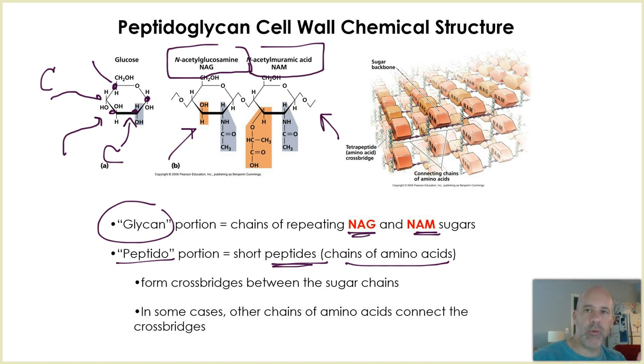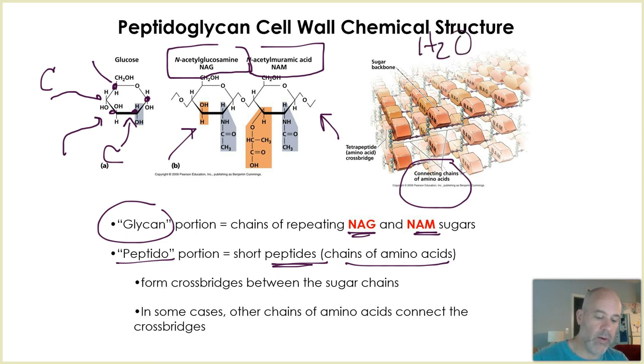And what the peptides do, they form cross bridges between the sugar chains, because we want our peptidoglycan cell wall. You've got these NAG-NAM sugar strips, and we need those held together in this dimension and then also in this dimension. We need this to be a three-dimensional structure. And so that's what the peptides, or those chains of amino acids, do. They are connecting chains of amino acids that link together the NAG-NAM sugar strips. That makes this a rigid fence-like structure around the surface of the cell. And it's porous, so things can move through here.